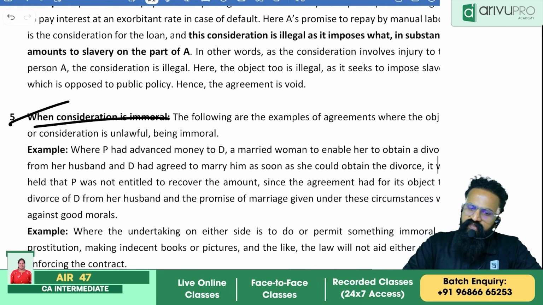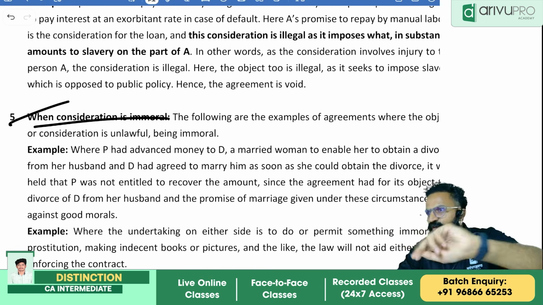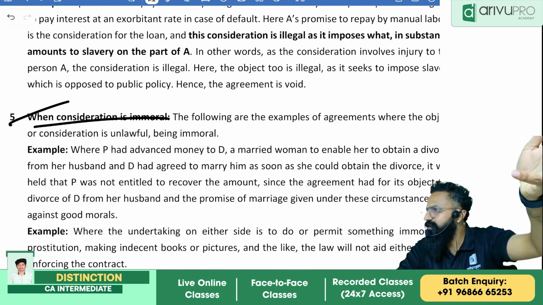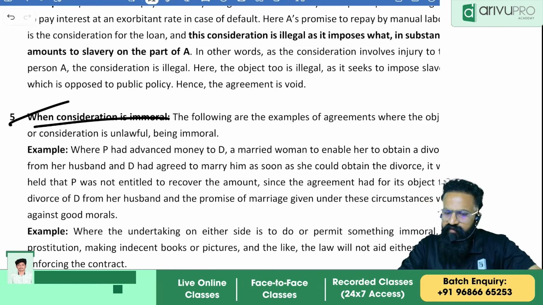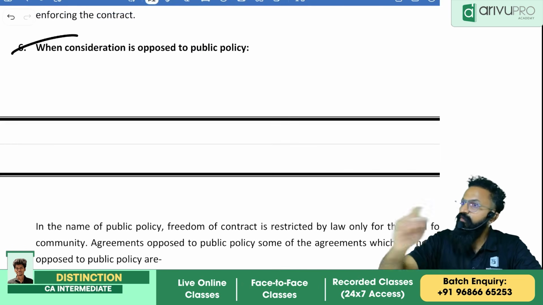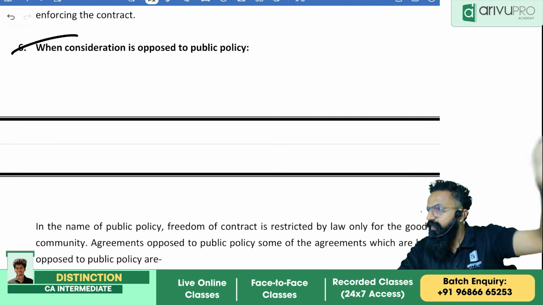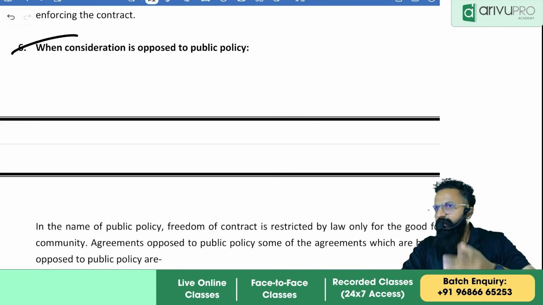unlawful. When consideration is immoral. Immoral is nothing but there is nothing written on it in the law, but we consider it as a society, it is not good. That is called as immoral. I gave you an example also. One person giving money to another person to divorce. Someone influencing to give negative comments on someone. All of this, nowadays it is becoming a big thing, right?